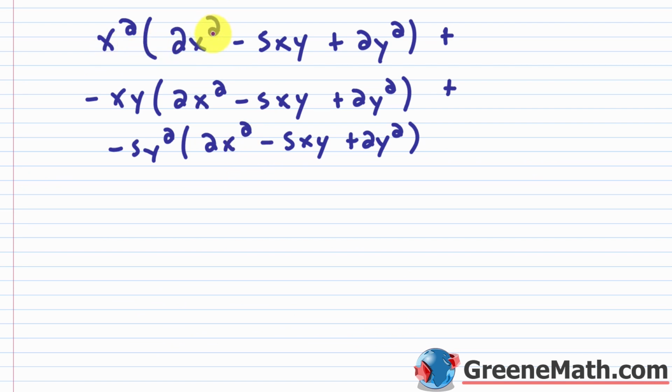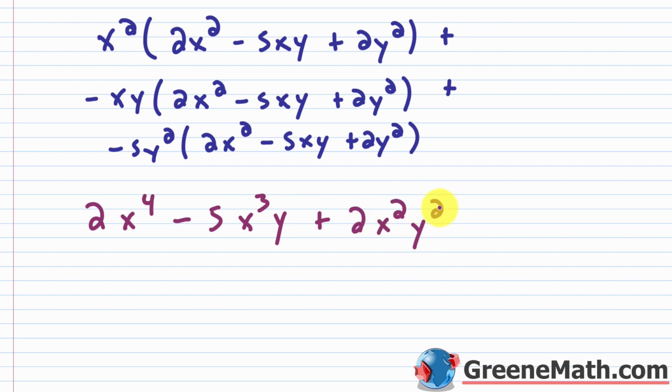So x squared times 2x squared would be 2, which would stay unchanged. X squared times x squared would be x to the 4th power. Then we have x squared times negative 5xy. We'll put a minus there, and basically 5 stays unchanged. X squared times x is x cubed, and then you have your y. Then plus, you have your x squared times 2y squared. You'd have your 2x squared y squared. Okay, not much you can do there.